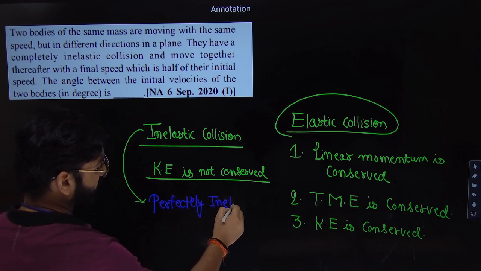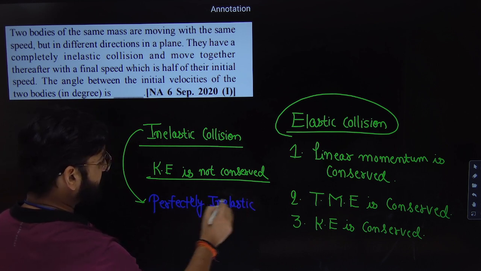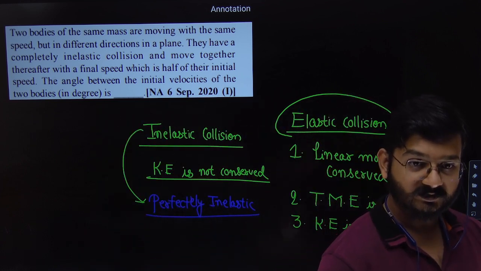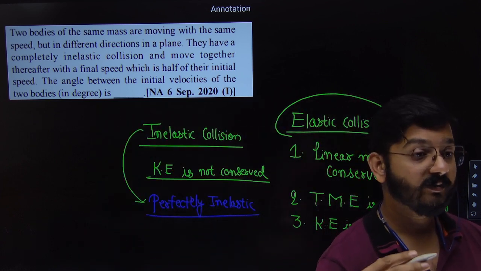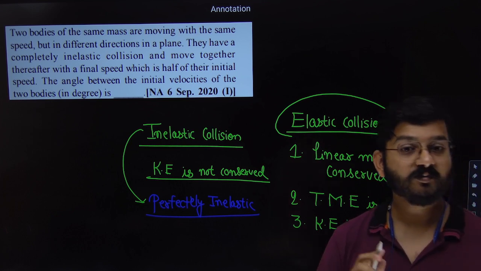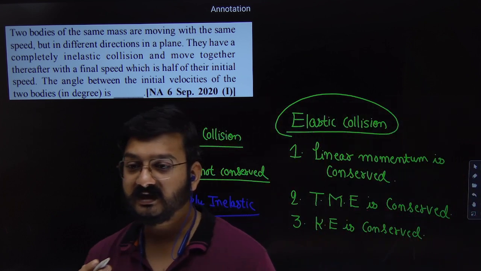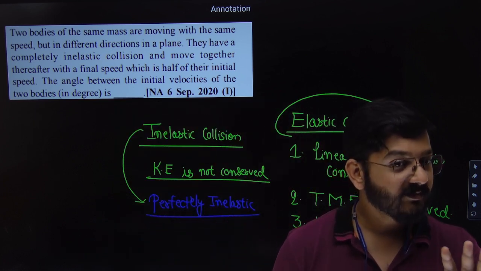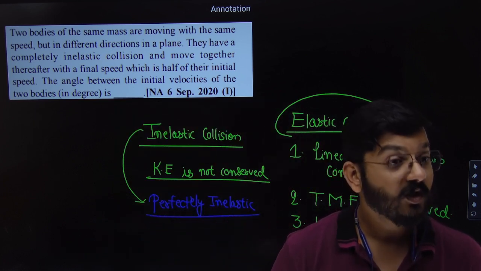Perfectly inelastic. What is the meaning of perfectly inelastic? After the collision, both the objects will move together with a common velocity. That is the meaning of perfectly inelastic. Let's take a day-to-day life example which you can observe. Suppose there is a collision between a bike and a very big truck or train.